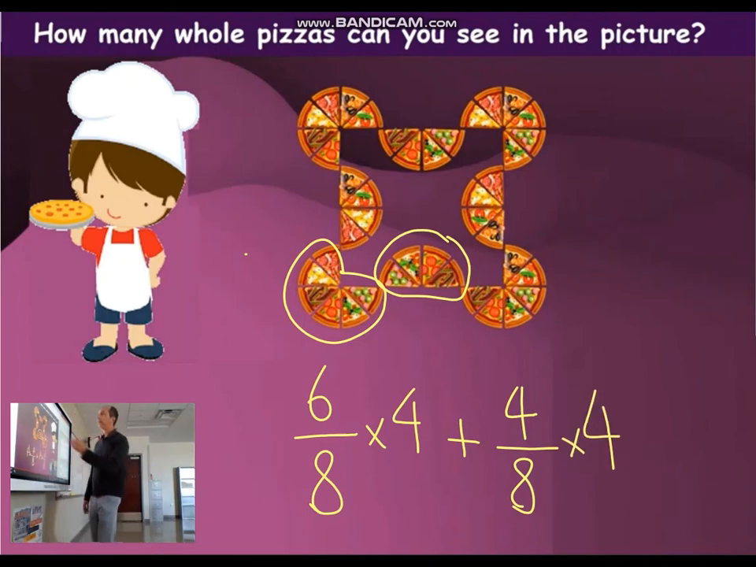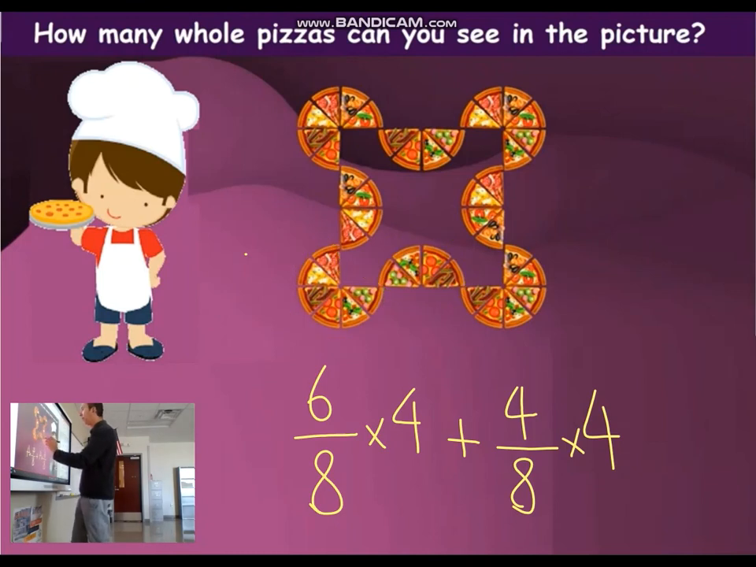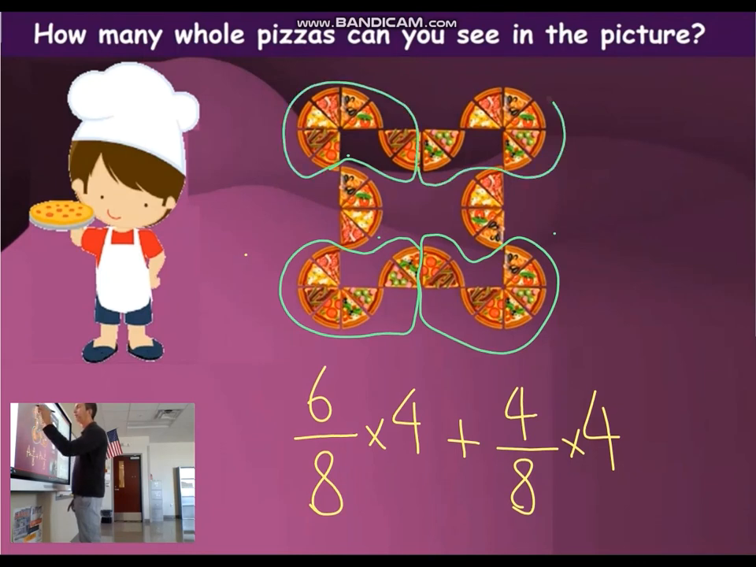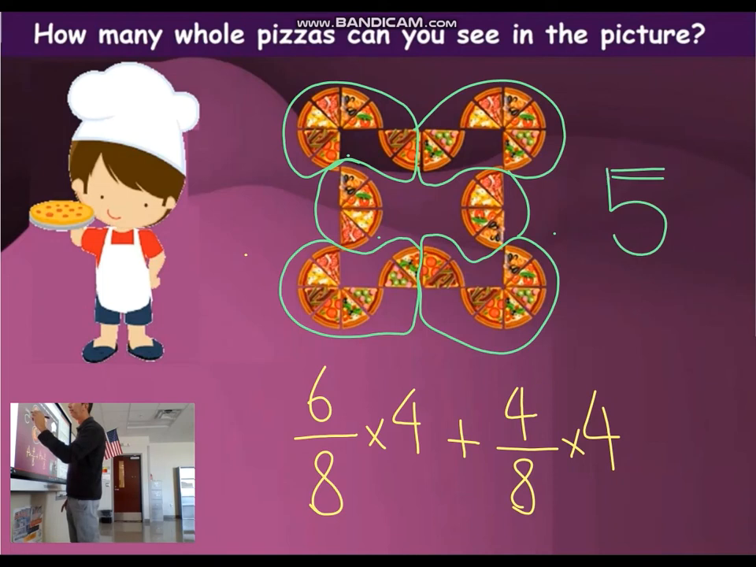This is one way. You can calculate like this, or maybe it's easier, you can just combine. Let's say we combine the slices and make whole pizzas. 1, 2, and we can combine these 3, 4 pizzas, and these 2 halves make a total of 5 pizzas. So the answer of this math puzzle is 5.